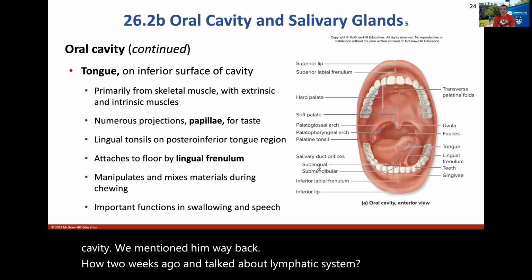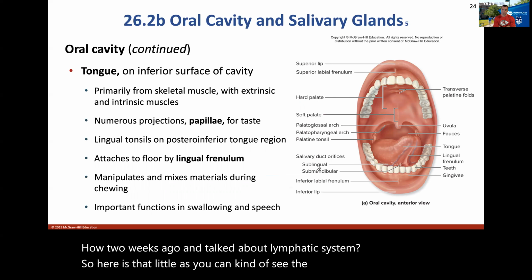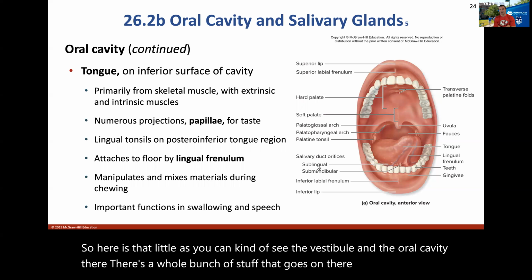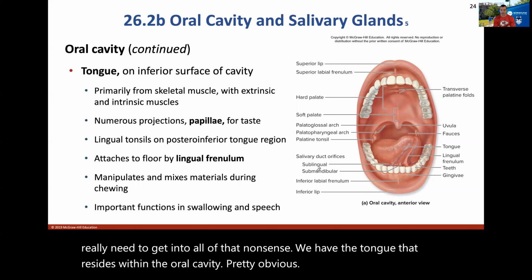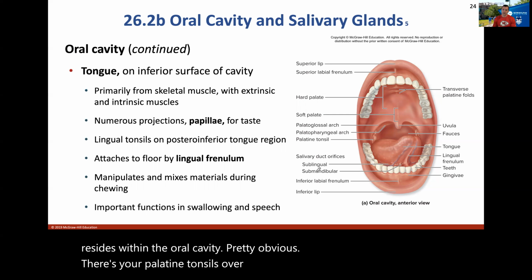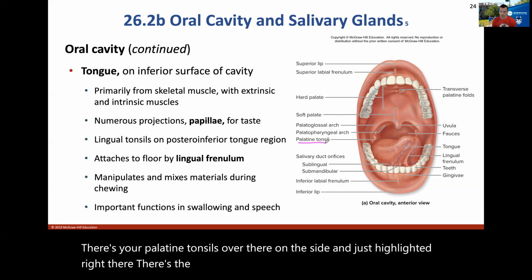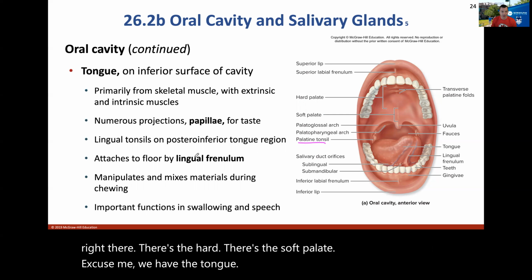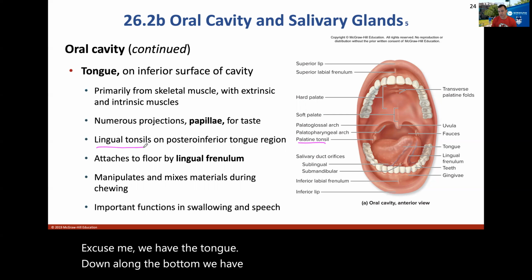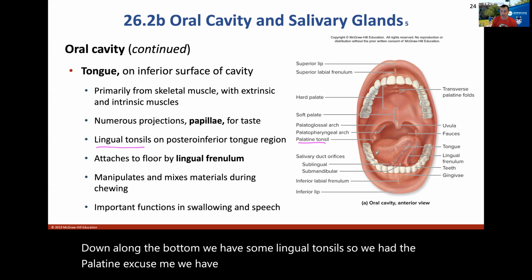So here is that little, as you can kind of see, the vestibule and the oral cavity there. There's a whole bunch of stuff that goes on there, but we don't really need to get into all of that nonsense. We have the tongue that resides within the oral cavity, pretty obvious. There's your palatine tonsils over there on the side, and I'll just highlight it right there. Okay. There's the hard, there's the soft palate. We have the tongue. Down along the bottom, we have some lingual tonsils.